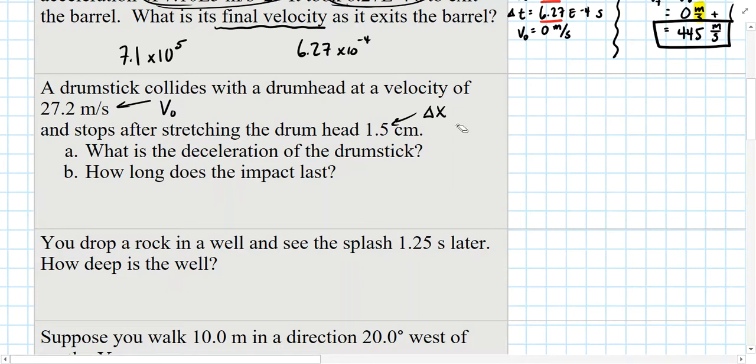I'm going to use actually Y here, because when you're thinking of a drumstick and a drumhead, the stick is moving vertically. And it stops, so we can't ignore this. So after the collision, the drumstick comes to a stop, and so that tells me that its final velocity is 0. And we need to find the rate of deceleration of the drumstick. So that's the value that we need to know in part A.